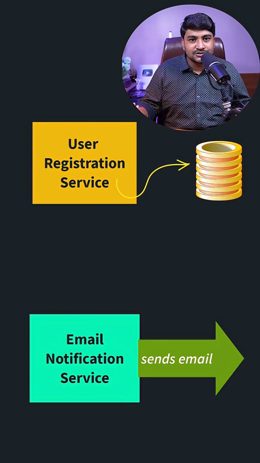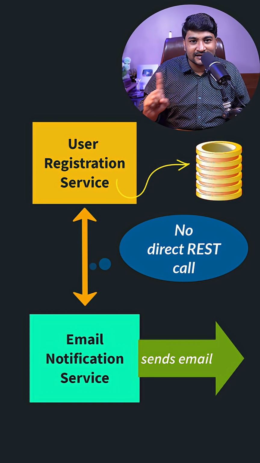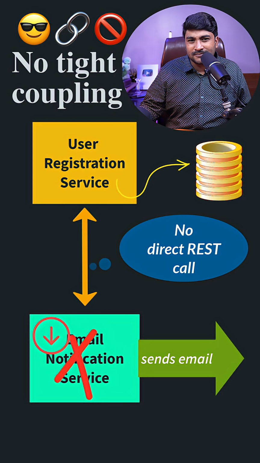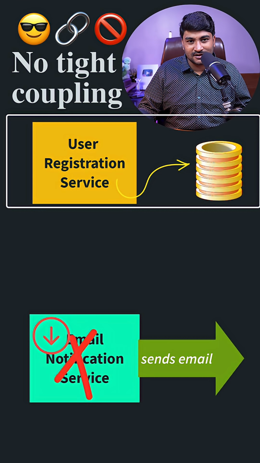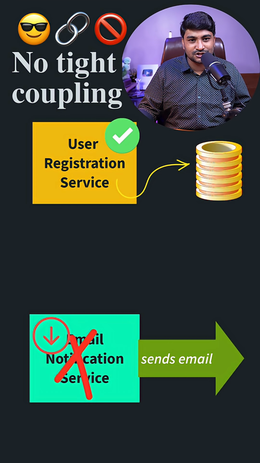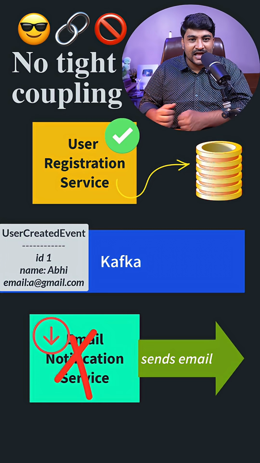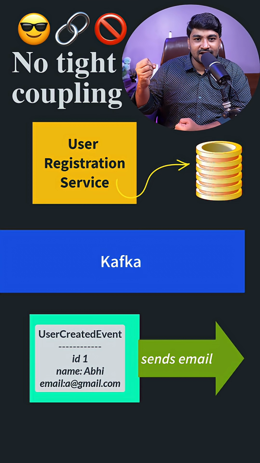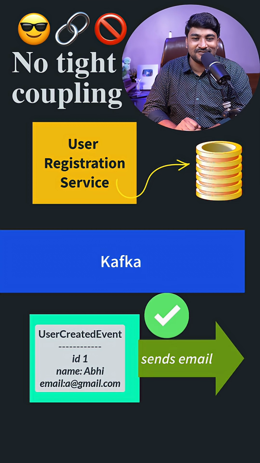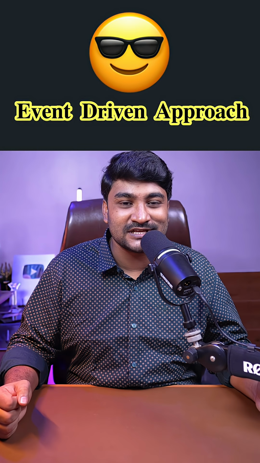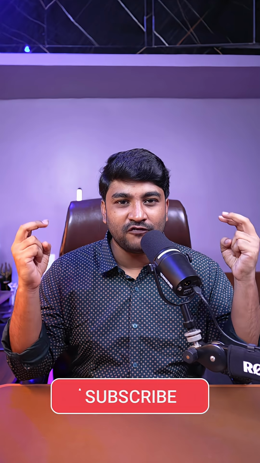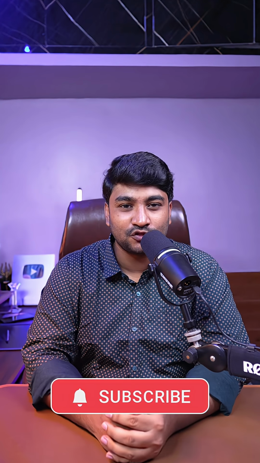Isn't it beautiful? So now these two applications are not at all tightly coupled. And even if the email notification service goes down, the user registration service doesn't bother about it and it completes the user registration work and puts the event inside the Kafka broker. And when our consumer service wakes up, it'll pick the new event and will send the email to the respective user. And this design approach is called an event-driven design pattern. And two of our microservices are now communicating through events.